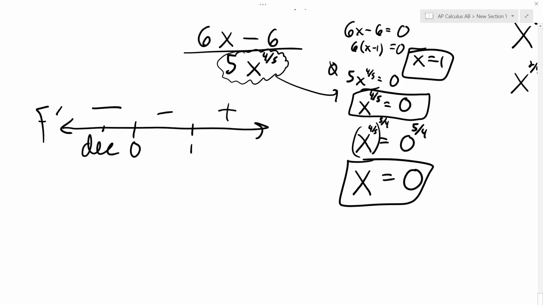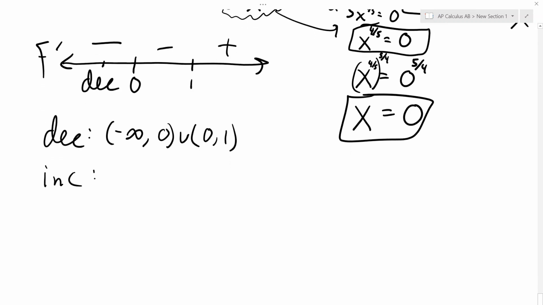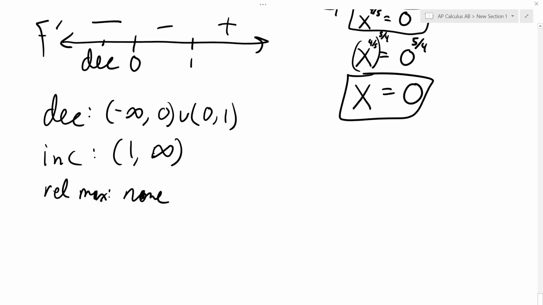Cool? So let's make sure we get this. We have it decreasing from negative infinity to 0, union with 0 to 1. You can't just go negative infinity to 1. You have to skip over 0. We have it increasing from 1 to infinity. We have no relative maximums, because our first derivative never changes from positive to negative. There is a relative minimum when x is 1, and we've got to find the y value, so plug in 1.